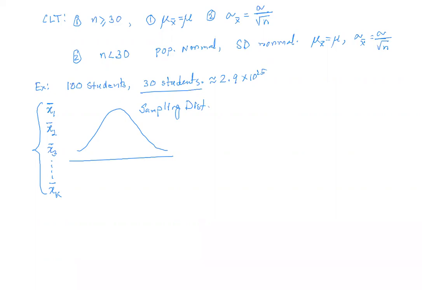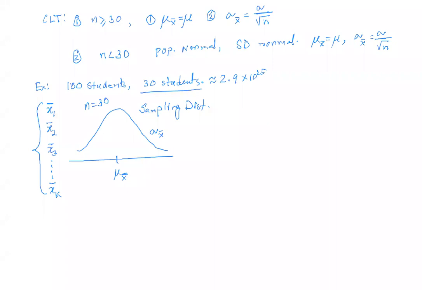Now, this is a distribution in and of itself, so it must have a mean, and that mean we denote by mu sub x bar. And it should have a standard deviation as well, and that we denote by sigma sub x bar. These little x bars on the lower right indicate that we are dealing with a sampling distribution. In this particular case, our sample size was 30. We are selecting groups of 30 students from a group of 100.